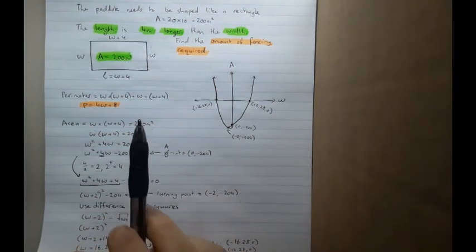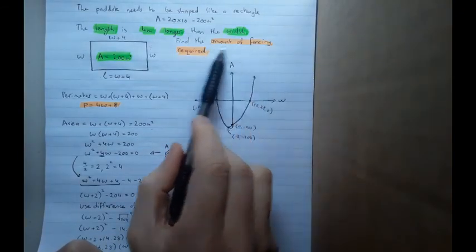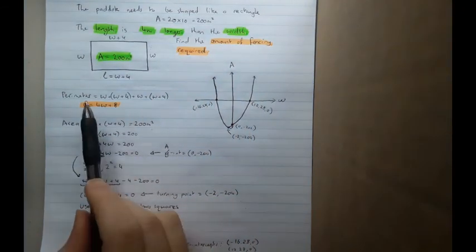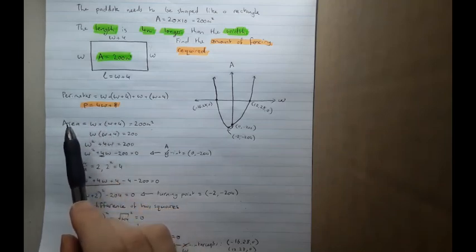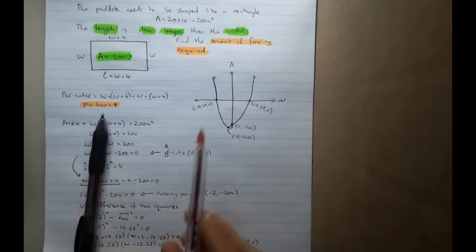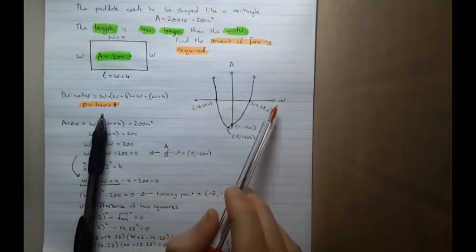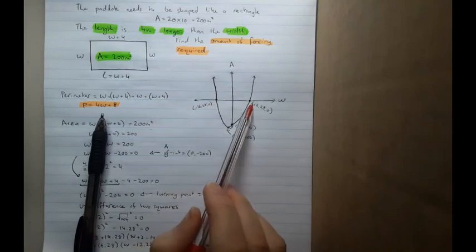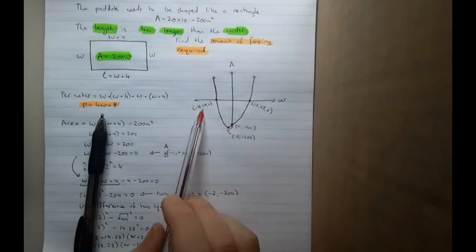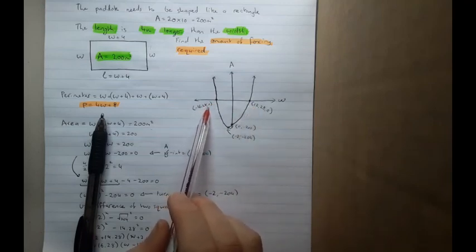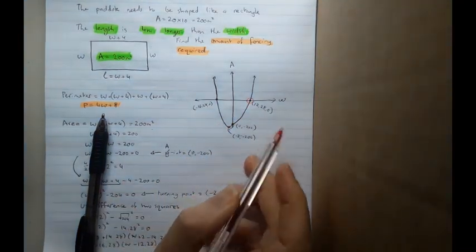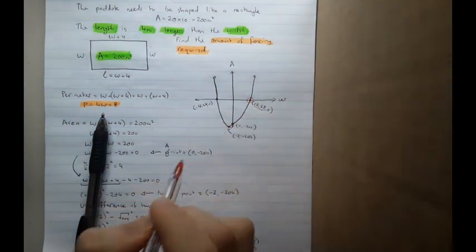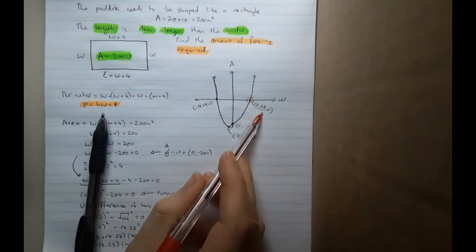And the original question, what was the original question? I want to find the amount of fencing. Well, to find the amount of fencing, we realized we need to know what the width is. Well, this is where we need to interpret our graph features. There's 2 options for our width. 12.28 or negative 16.28. If we remember the last video, we generally don't want the negative answer. We generally want only the positive answer. So that's 12.28 is the width that we're after.